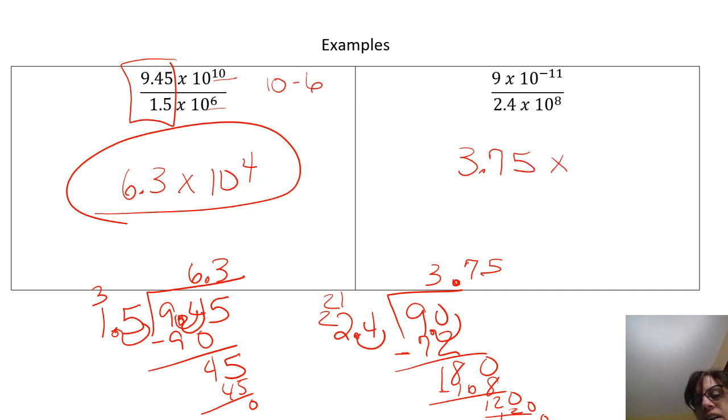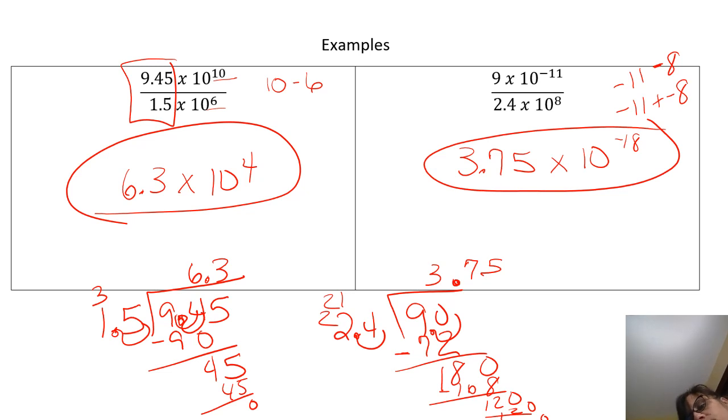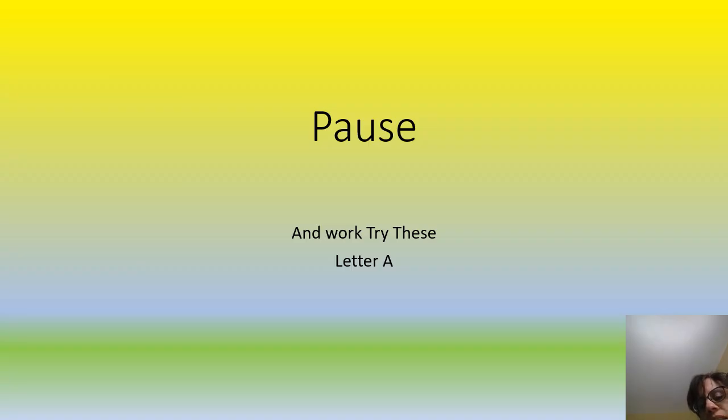So we're good there. Now all we have to do is do our subtraction to get our exponent. Negative 11 minus 8 would be negative 11 plus negative 8, so it is negative 19. All right, try the letter A on try these.